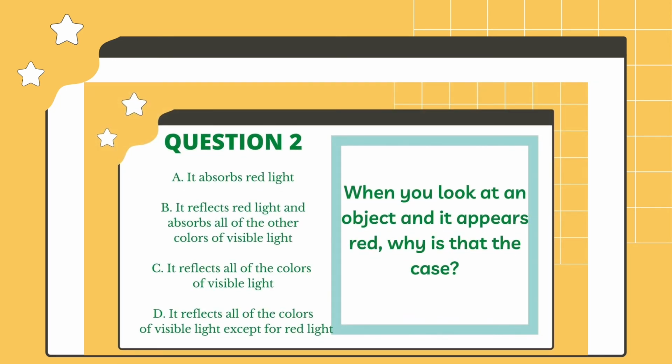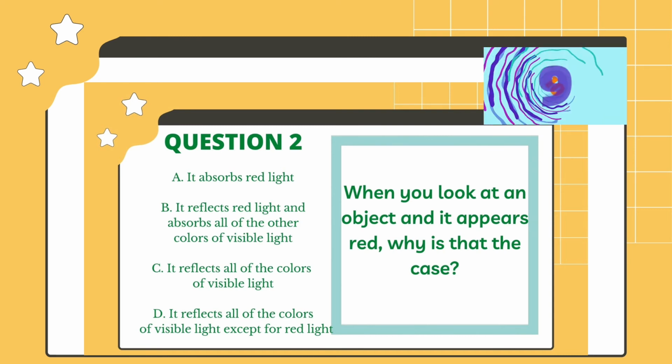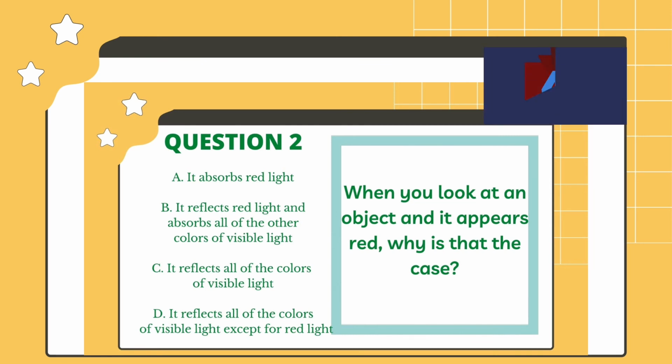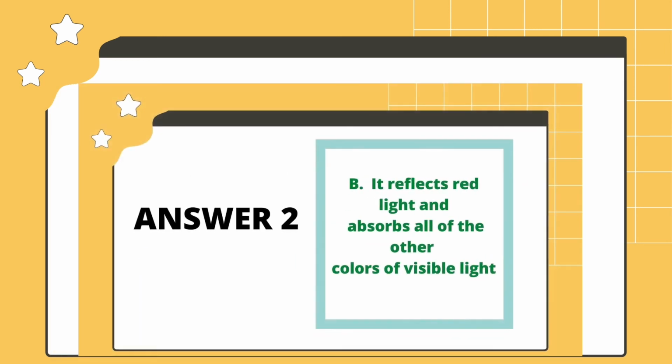When you look at an object and it appears red, why is that the case? A. It absorbs red light. B. It reflects red light and absorbs all the other colors of visible light. C. It reflects all the colors of visible light. D. It reflects all the colors of visible light except the red light. Perfect. B. It reflects red light and absorbs all of the other colors of visible light.